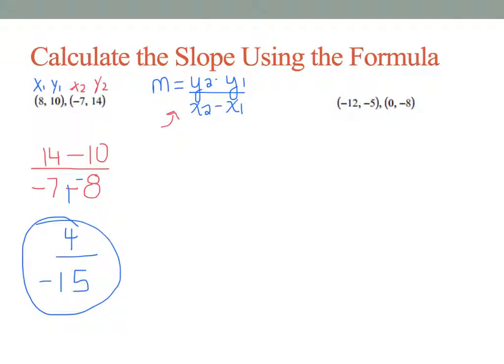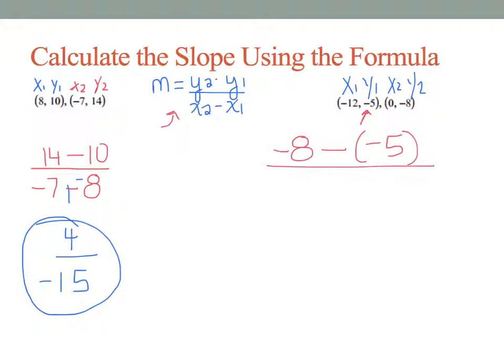If we try example 2, again we label x1, y1, x2, y2, and we do the same thing. We're going to substitute. y2 is negative 8, take away y1, which is negative 5. So notice that it's two negatives. I'm not just counting this negative here as the negative in the actual formula. Divided by 0, take away negative 12, my x2 take away my x1. So negative 8 minus negative 5 becomes negative 8 plus 5, which is negative 3.